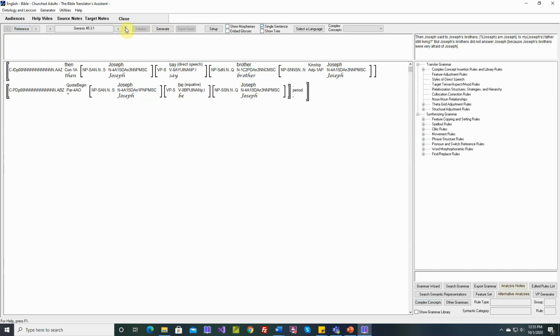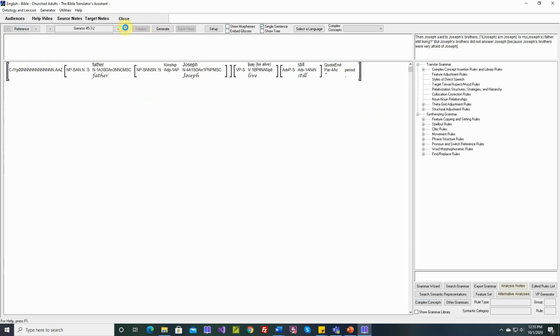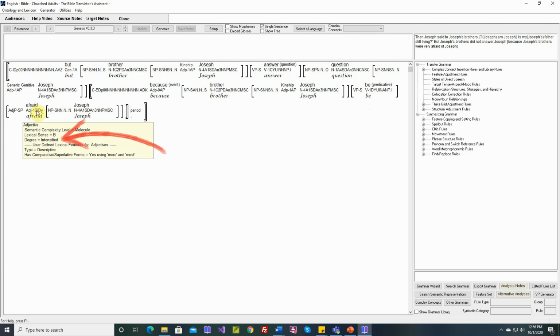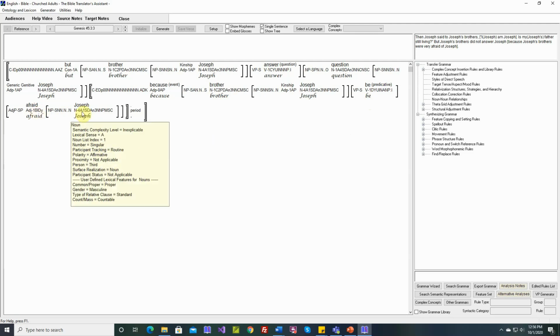Let's go to sentence 3. Joseph's brothers were afraid of Joseph. Many languages will use verbs where we use an adjective. Our semantic representations are heavily influenced by English. So if English uses an adjective, we will use an adjective in our semantic representations. But suppose instead of saying be afraid, your language has a word like fear. Joseph's brothers fear Joseph. This actually says degree is intensified, so they were very afraid of Joseph.